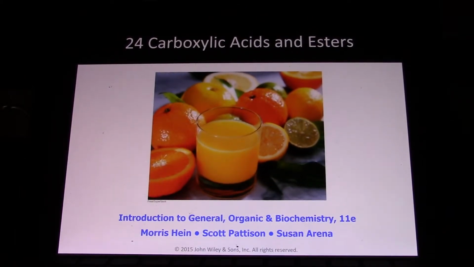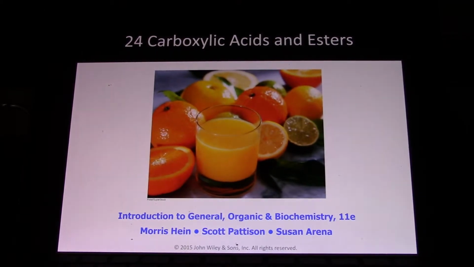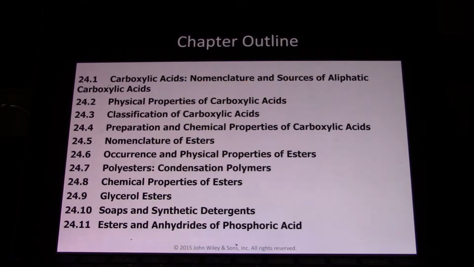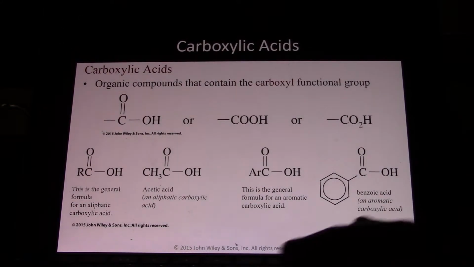Chapter 24, Carboxylic Acids and Esters. And here we see a picture of orange juice. And oranges, and there's limes and lemons in the background, are citrus fruits. And citrus fruits are classified as citrus fruits because of citric acid, which we're going to see is a tricarboxylic acid. For the carboxylic acids, the molecules end in this moiety.